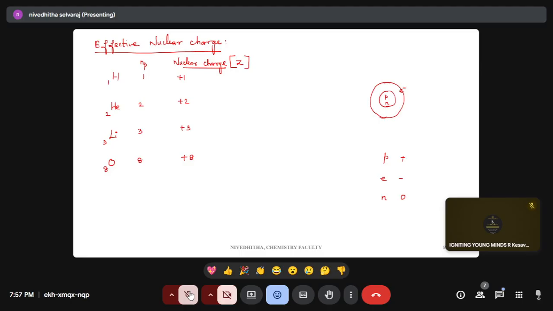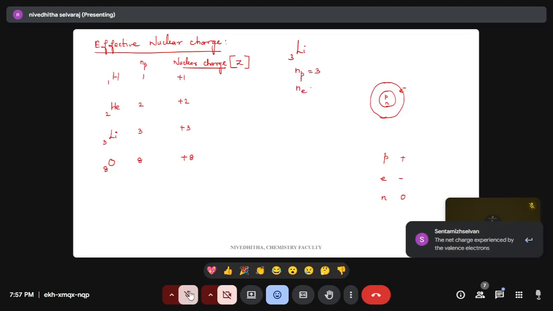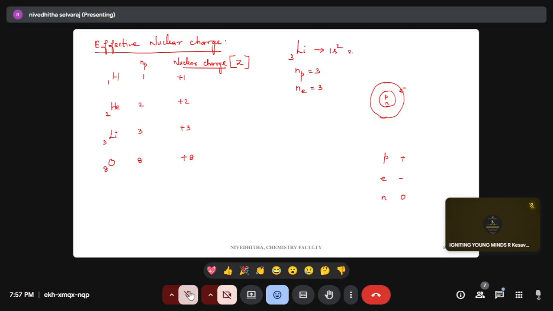Right. So now we are clear with the nuclear charge. Now we're going to understand what is effective nuclear charge. Let us take lithium. The atomic number of lithium is 3. So lithium contains 3 protons and of course 3 electrons. Could you please tell me the electronic configuration of lithium? 1s2, 2s1, ma'am. Yes. So the electronic configuration of lithium is 1s2 and 2s1.